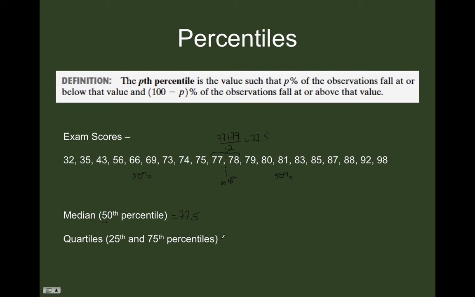And then the other idea the textbook talks about is this idea of quartiles. So the quartiles are at the 25th and the 75th percentile. Unlike the median, the first quartile is a value somewhere on the left where 25% fall below. Okay, so let's talk about the quartiles.